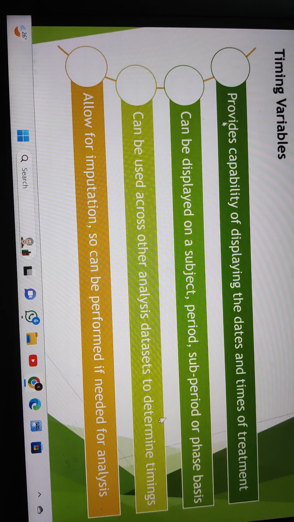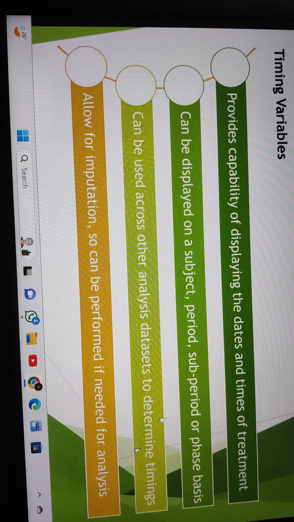The timing variables provide the capability of displaying the dates and times of treatment. They can be displayed on a subject, period, sub-period or phase basis. So these dates can be displayed subject-wise, period-wise, sub-period or phase-wise. They can be used across other analysis datasets to determine the timing. These date variables we can use across the other domains; from the ADSL, most of the other datasets can copy these date variables. This allows for imputation to be performed if needed for analysis.